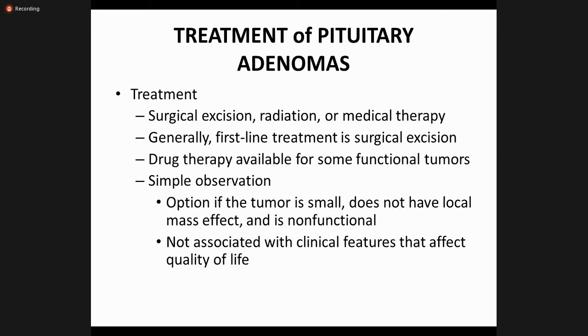Simple observation is an option in a few cases, if the condition is not in the initial stage. For example, we have this option when the tumor is small, does not have a local mass effect, does not erode the surrounding structure, is a very small non-functioning microadenoma, or a tumor not associated with clinical features that affect quality of life. So we can observe the patient in such conditions, call the patient for follow-up visits, check the symptoms, and investigate, looking for the severity of the disease.